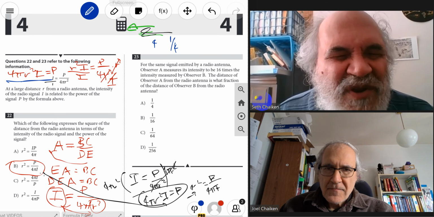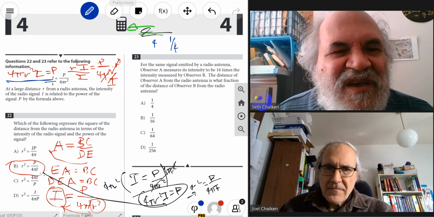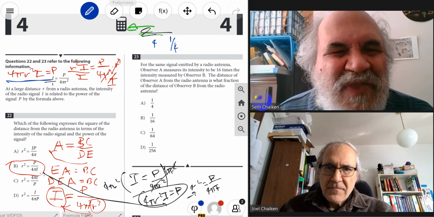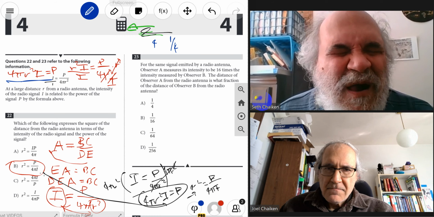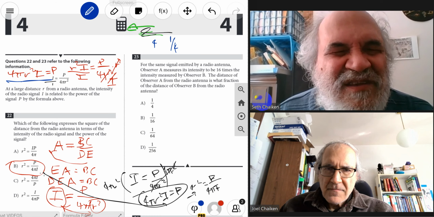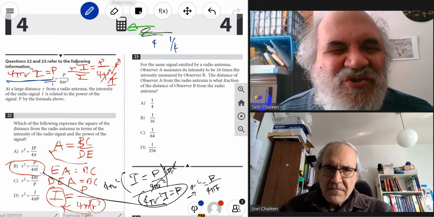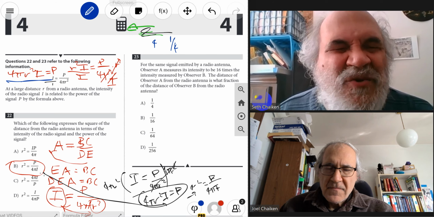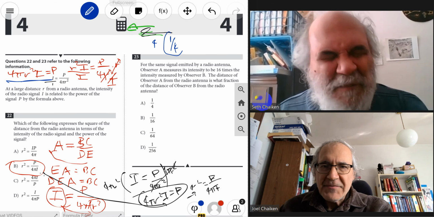So what number among these is the square of 16? 1/16 is the square of what number here? That's a quarter. Right. Yeah, I was able to do it too.